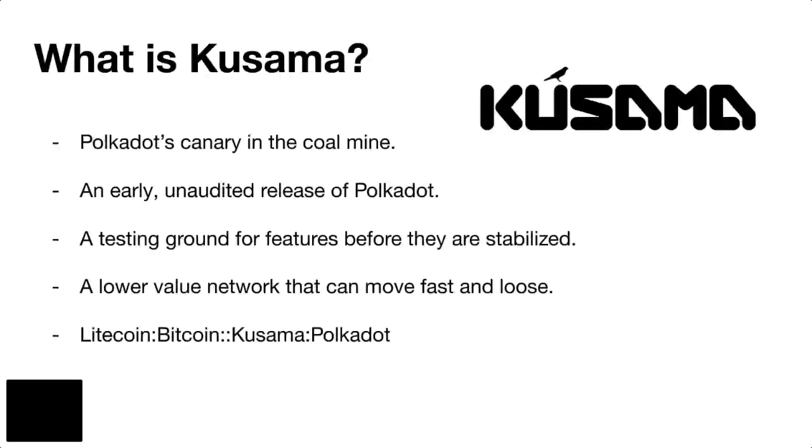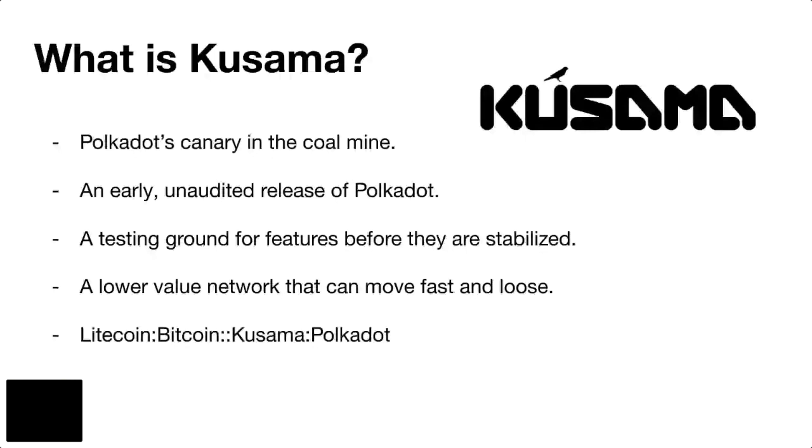But further than this, it's more than just a testnet because it's intended to be a testbed for new features as well. As more and more features get rolled out, eventually to Polkadot, they'll first land in Kusama. And once people have gotten a chance to experiment with them in Kusama, they will eventually move over to Polkadot proper. So it's really a lower value network that allows developers to move fast and loose.